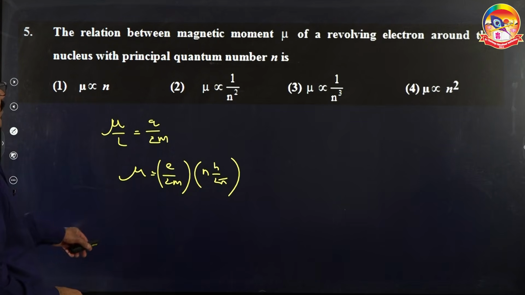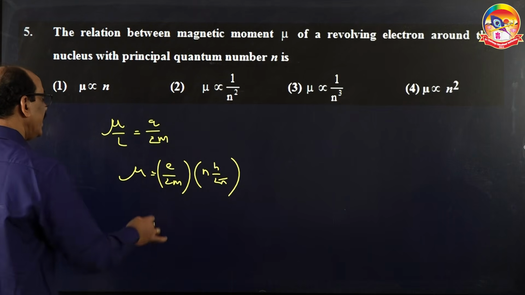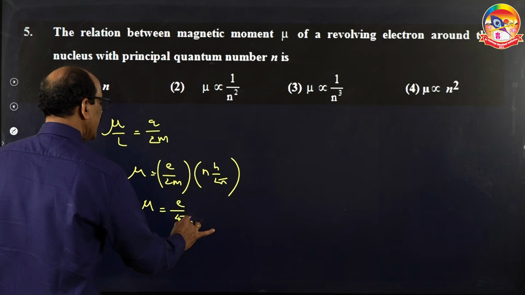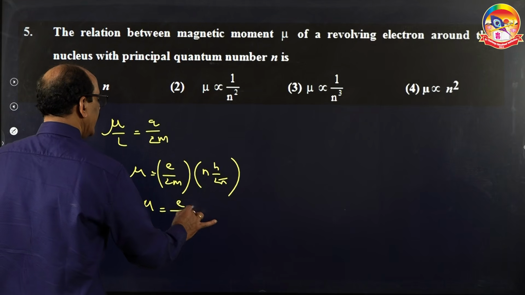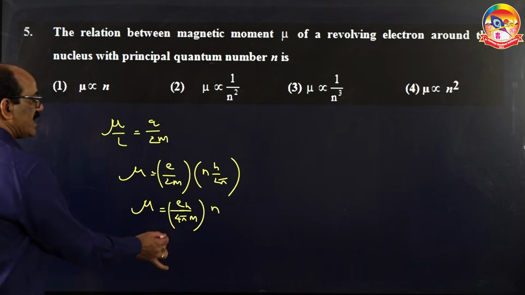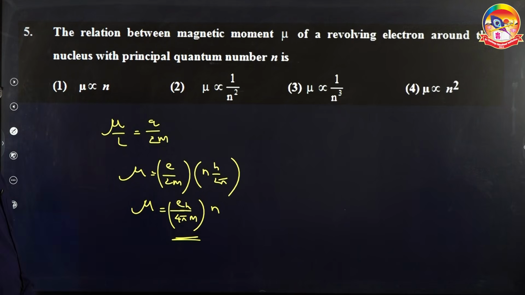So, therefore, magnetic moment is directly proportional to the principal quantum number. We can write it as eh by 4 pi m times n. This is what is the Bohr magneton, you are all familiar with that. So, therefore, magnetic moment is directly proportional to the principal quantum number.